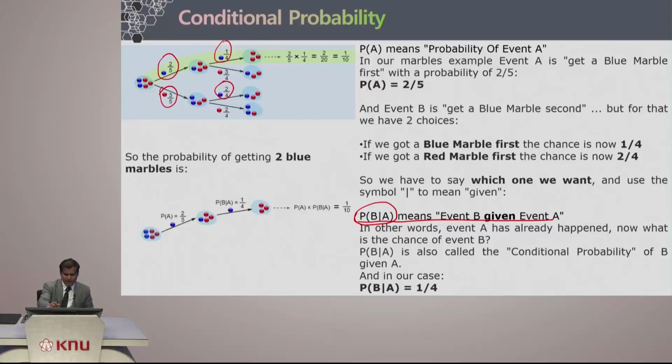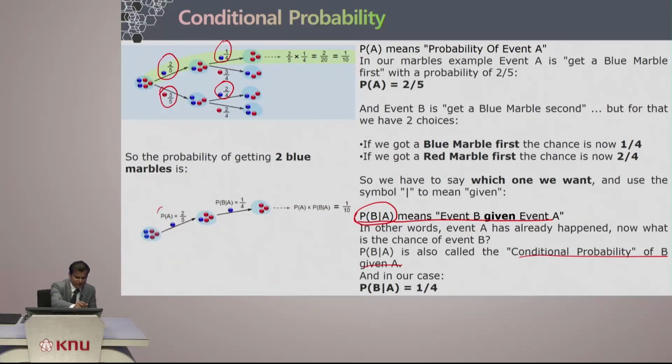So this probability of B given A is called the conditional probability of B given A. In this example, we can see that the probability of B given A is 1 by 4, in the case where we have picked up the blue marble in the first instance. So let's try to build up step by step and see what is happening.